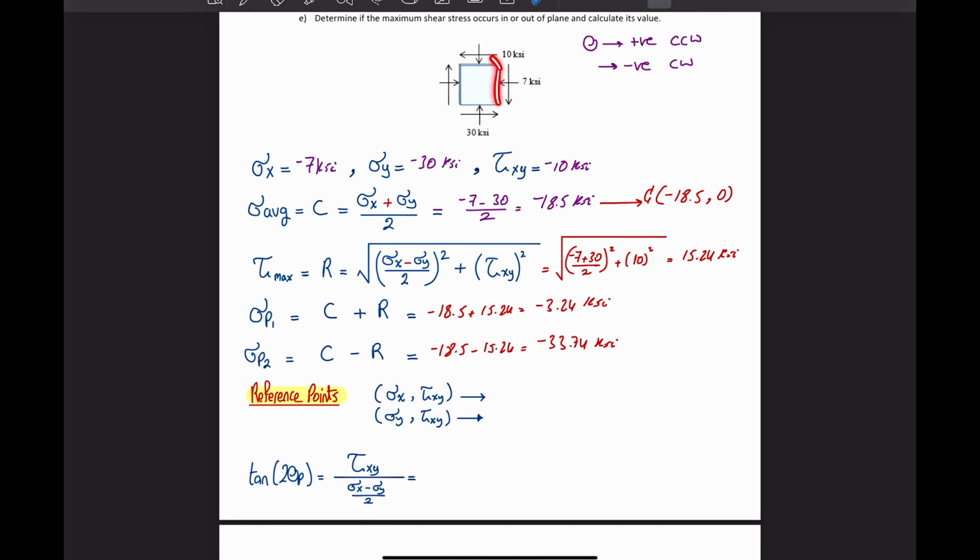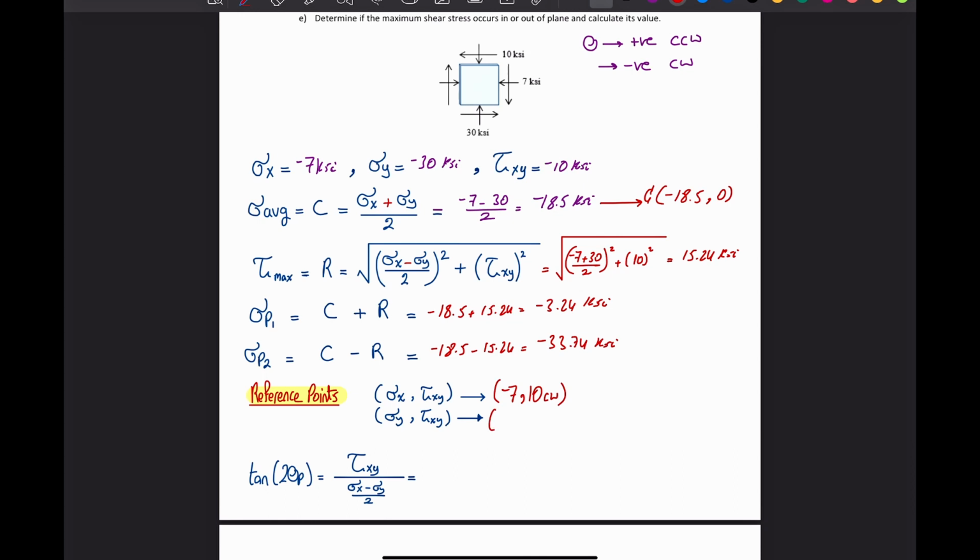So this is the x phase. I'm having negative 7 in compression, so I'm gonna say negative 7, and tau xy. The shear here is trying to rotate the element in the clockwise direction, so I'm gonna say 10 clockwise.